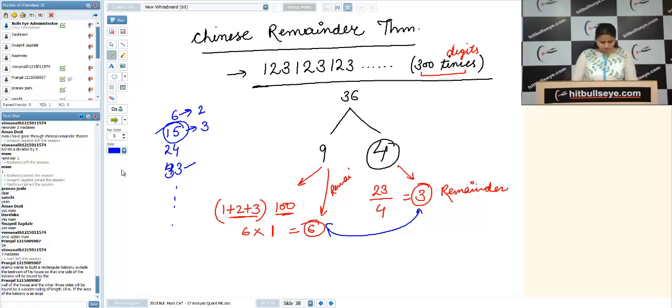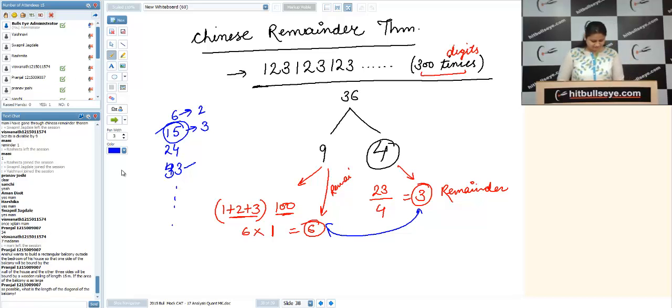Okay, Anshul wants to build a rectangular balcony outside the bedroom of his house so that one side of the balcony will be bound by the wall of the house and the other three sides will be bound by a wooden railing of length 15 meter. If the area of the balcony is as large as possible, what is the length of the diagonal of the balcony? Pranjal, you said what is the length of the diagonal of the balcony?